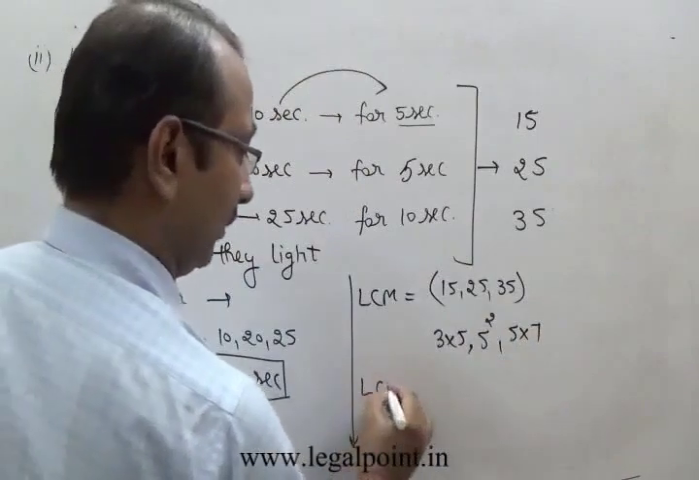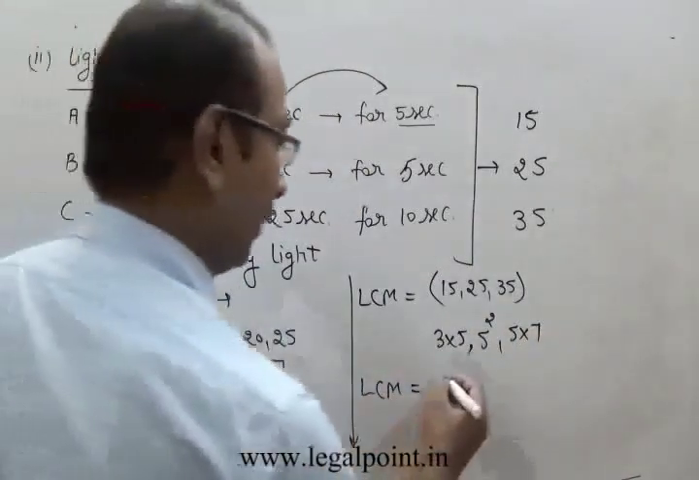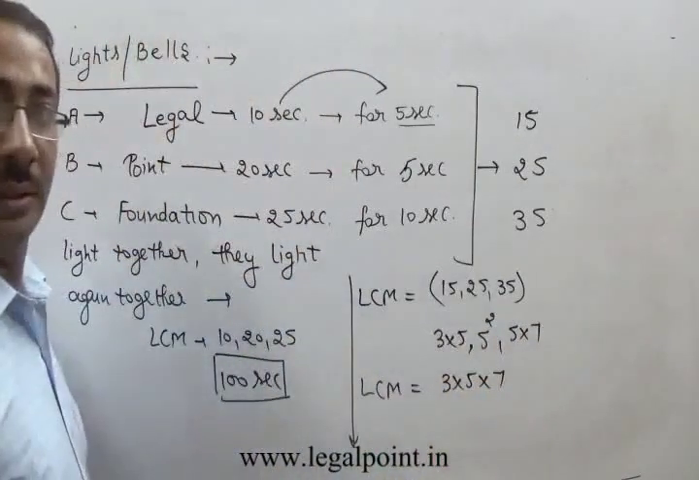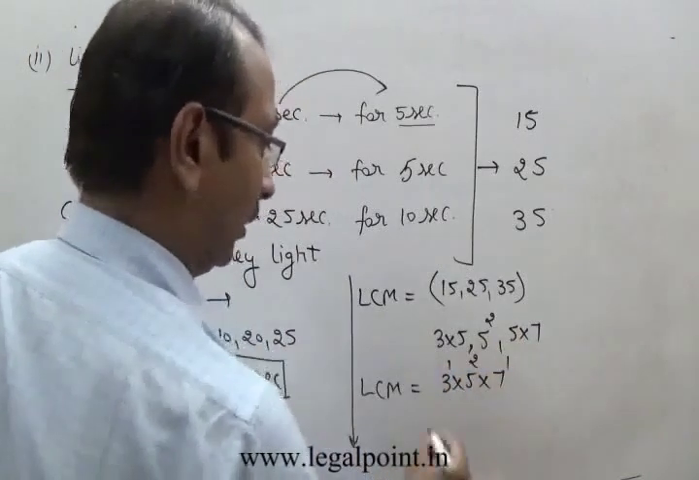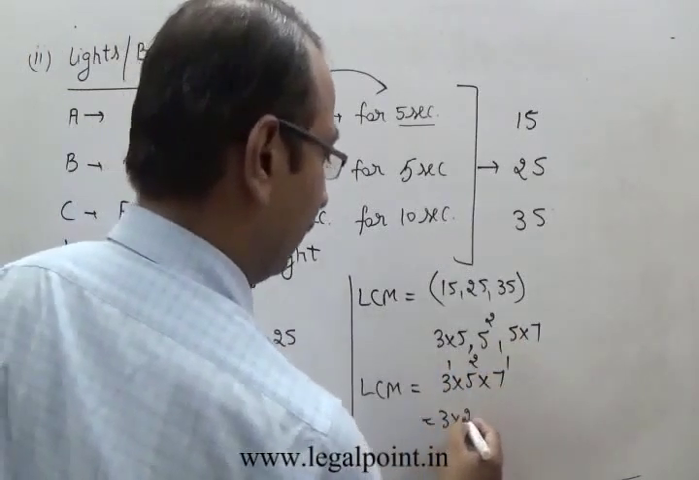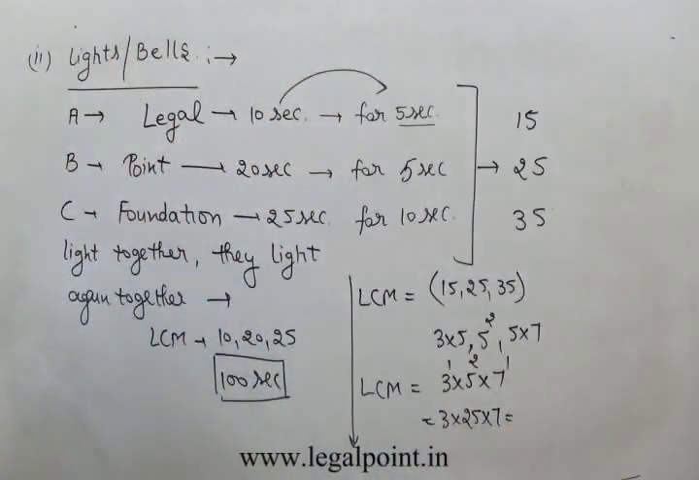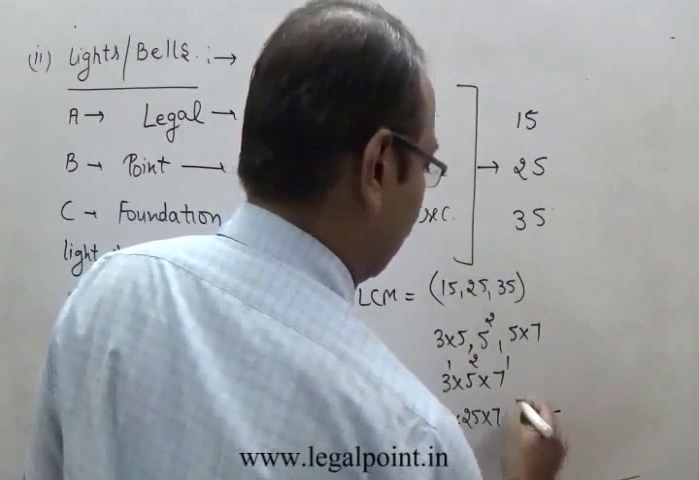Now I have to take the LCM. LCM is taken as: take all the prime numbers, so I take 3, 5 and 7, and the power should be maximum. So the maximum power of 3 is 1, of 5 is 2 and of 7 is 1. So I can say 3 into 25 into 7. So this would be 75 into 7, or I can say 525. That becomes the answer.